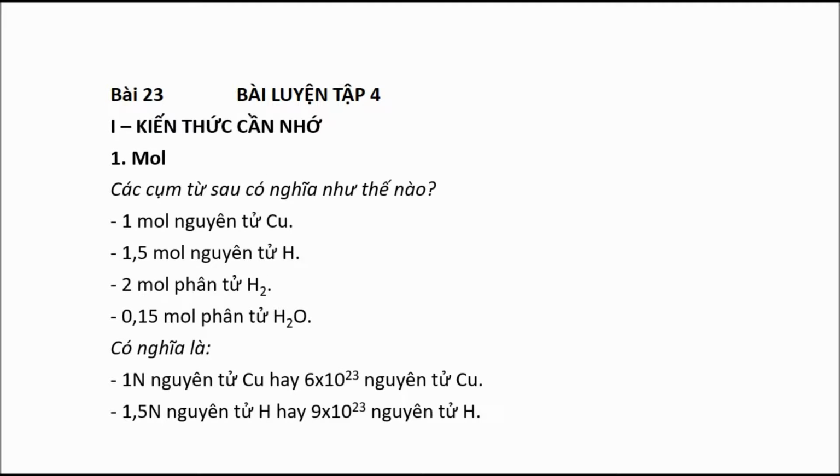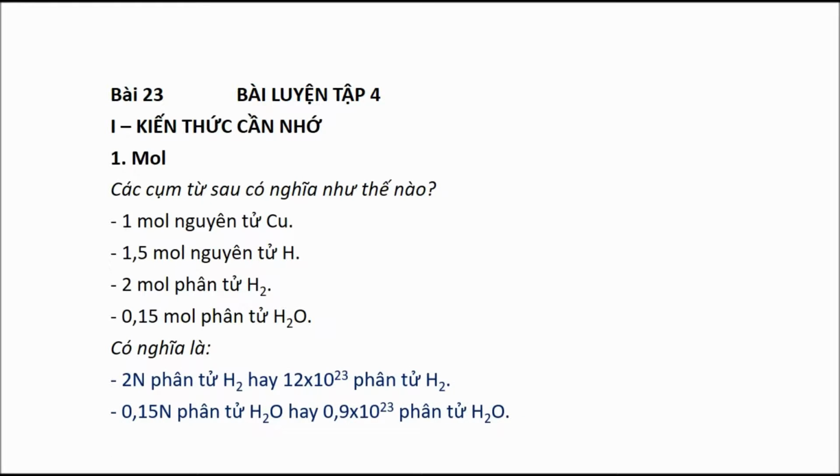1. Key knowledge. 1 mole. What do the following phrases mean? 1 mole of Cu atoms, 1.5 moles of H atoms, 2 moles of H2 molecules, 0.15 mole of H2O molecules. Their meanings: 1 mole of Cu atoms, or 6 times 10 to the power of 23 Cu atoms; 1.5 moles of H atoms, or 9 times 10 to the power of 23 H atoms; 2 moles of H2 molecules, or 12 times 10 to the power of 23 H2 molecules.